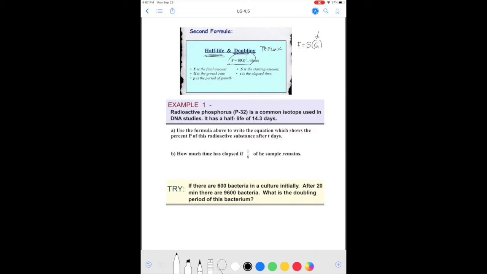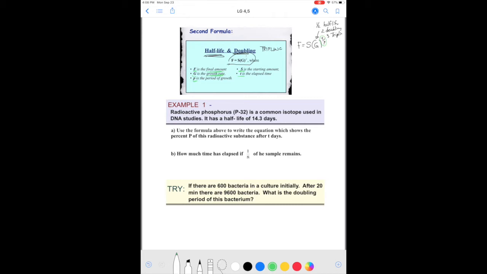So what goes in there is a half, if it's half-life. 2 if it's doubling. 3 if it's tripling. Okay. And now it's to the T over P. So this is the thing we have to watch, the T over P, the time over the period. So just to reiterate, F is the final amount, G is the growth, P is the period, when it doubles or half-life, S is what you start with, and T is the time elapsed.